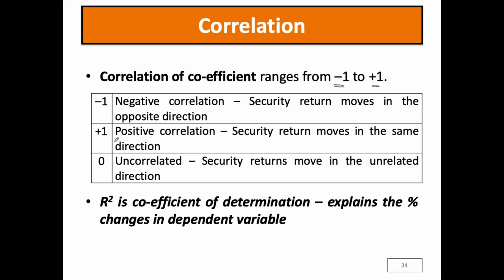So if it is -1, it indicates perfectly negative correlation. So इसका intuition कैसा हुआ? If one security has a change of +10, right, another security has a change of -10. So this is perfectly negative correlation.